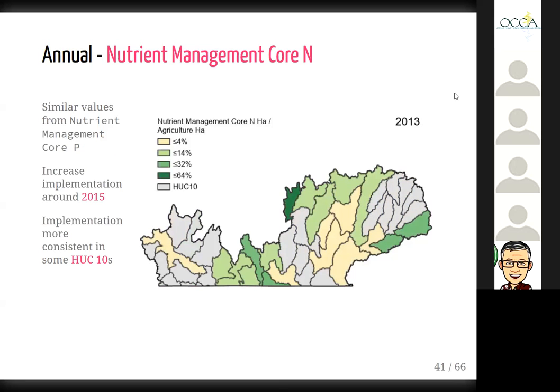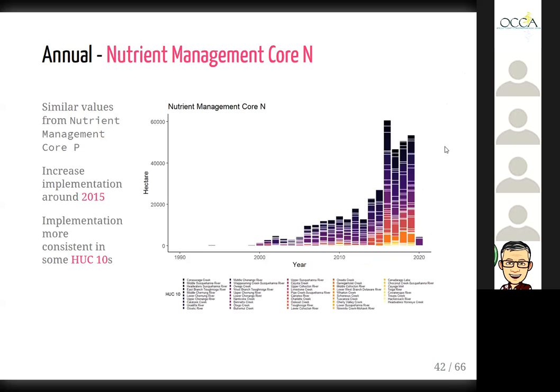So this map shows the nutrient management core hectares over the agricultural hectares that are available in the watershed. And you can see over time the increase in BMP management. And so this is an annual BMP, so it only lasts 1 year, which is why you see some Huc 10s light up for 1 year, and then the next year they don't have any implementation. And you can really see the focus of some of the BMPs and where they've been implemented.